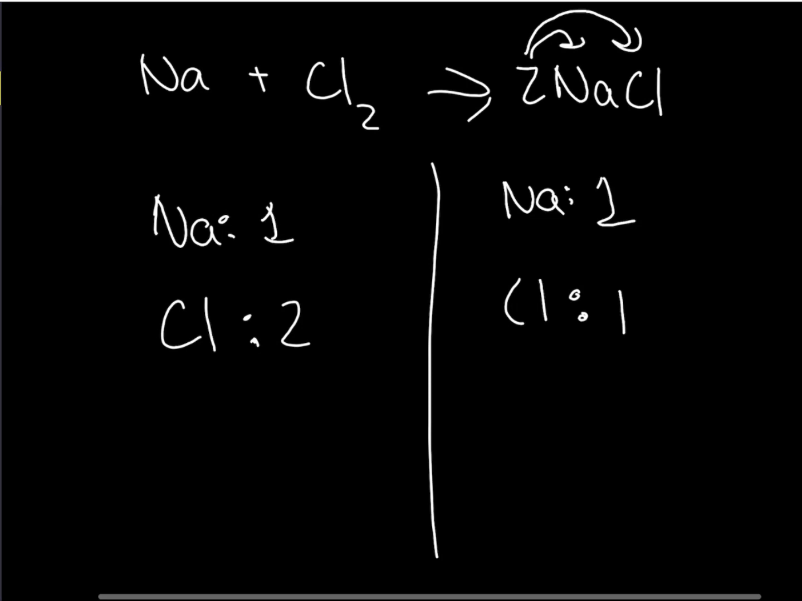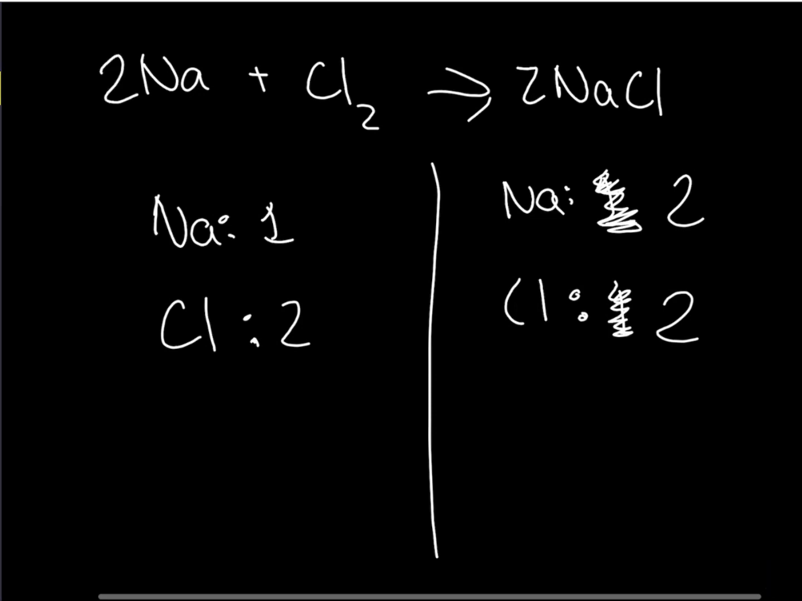And this 2 is going to distribute so that now the amount of chlorines we have is 2, but also the amount of sodiums is going to be 2. So we would have to put a 2 here in front of the sodium.